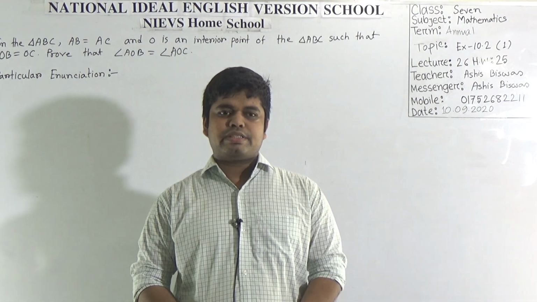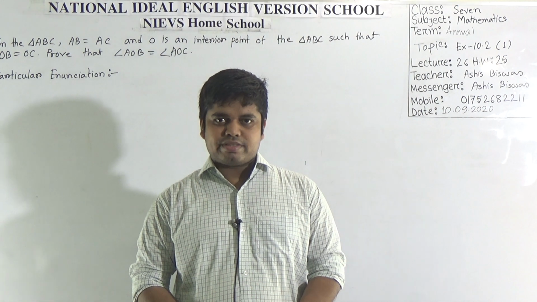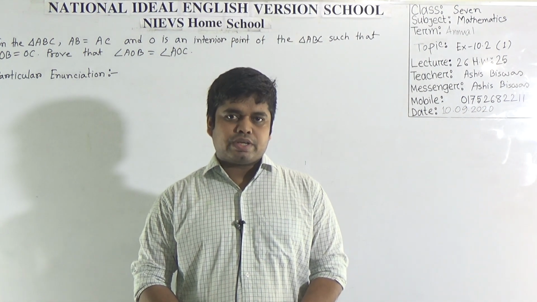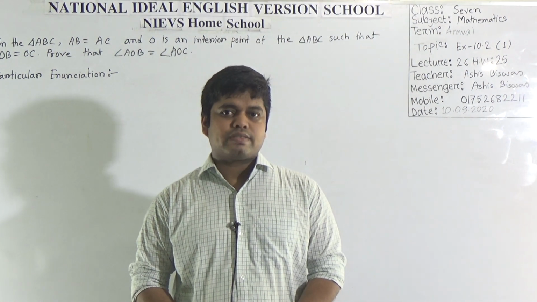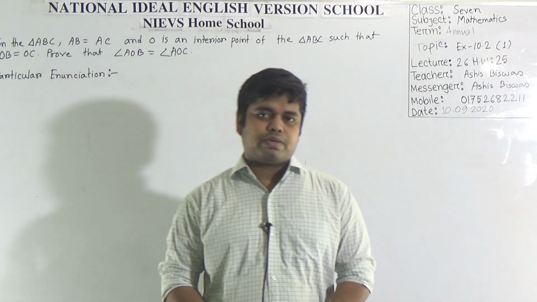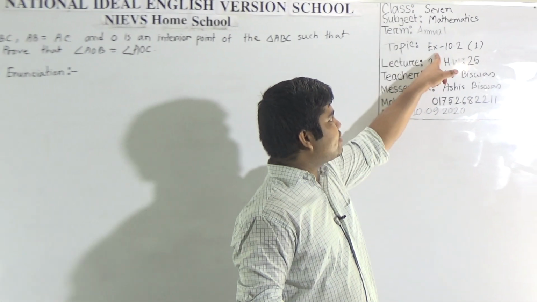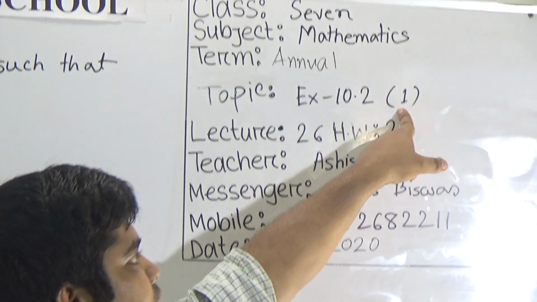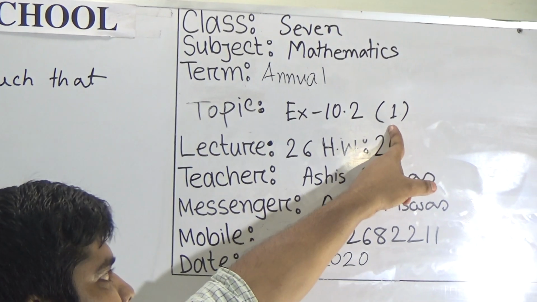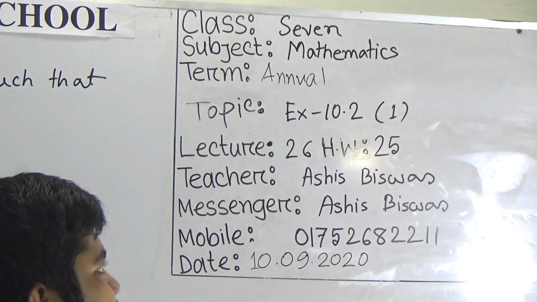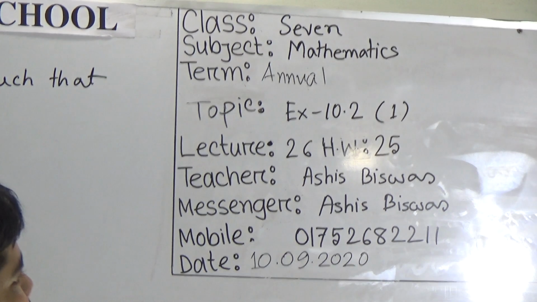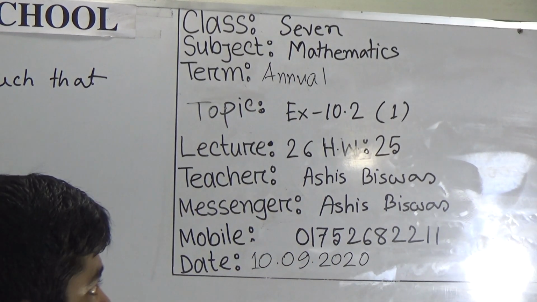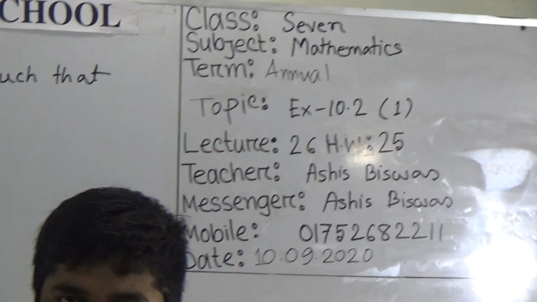I am Ashish Bishas, an assistant teacher of mathematics in National Ideal English Version School morning shift. Today I am going to take a math class for the students of class 7. Our topic today is in exercise 10.2, question number 1. Question number 1 will be solved in our class SCW and also SW. My dear students, today is our lecture number 26 of annual term and today's SW number will be 25. So let us start our class.